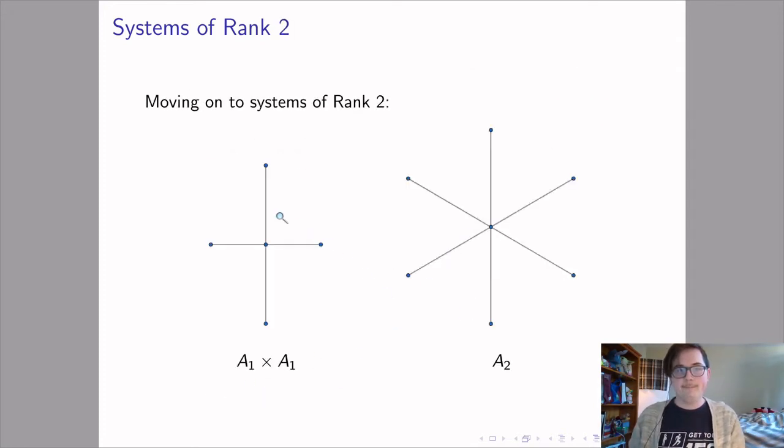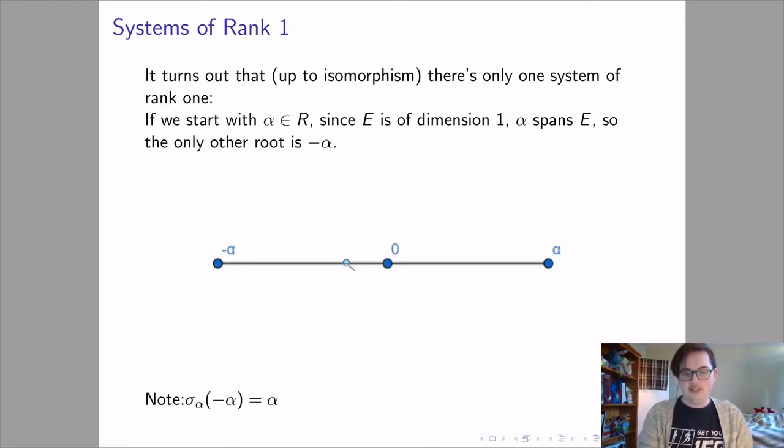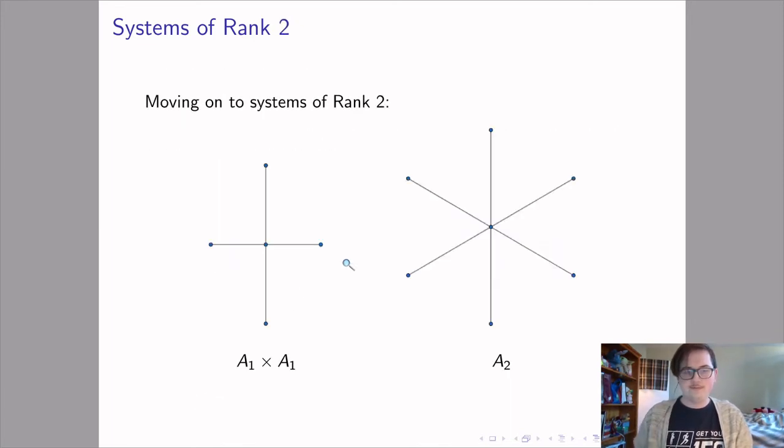Okay, so systems of rank 2, there's going to be 4 of them, and I'm going to go through them each here. So the first one we have is A1 cross A1, and that previous system we had is what you would denote A1. So here, your first possible system is just going to be 2 copies of A1. And here, these are going to be at an angle of pi over 2 away from each other, so this will be our first case.